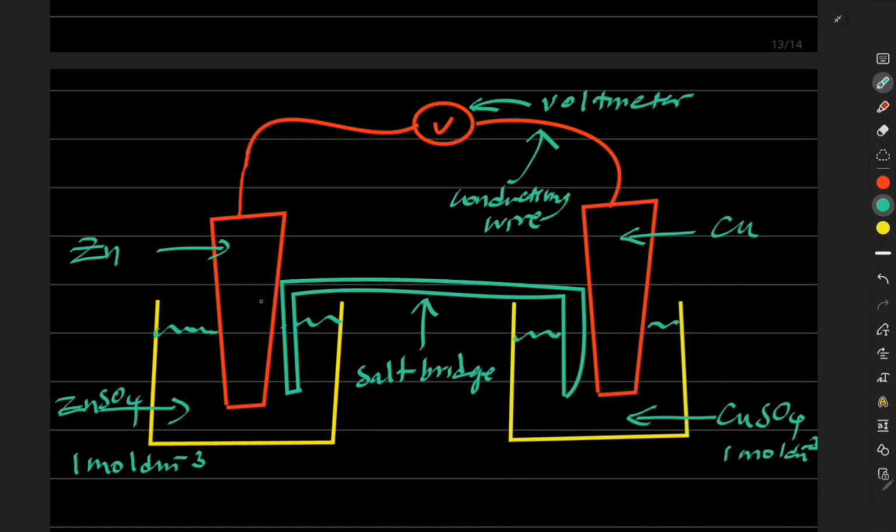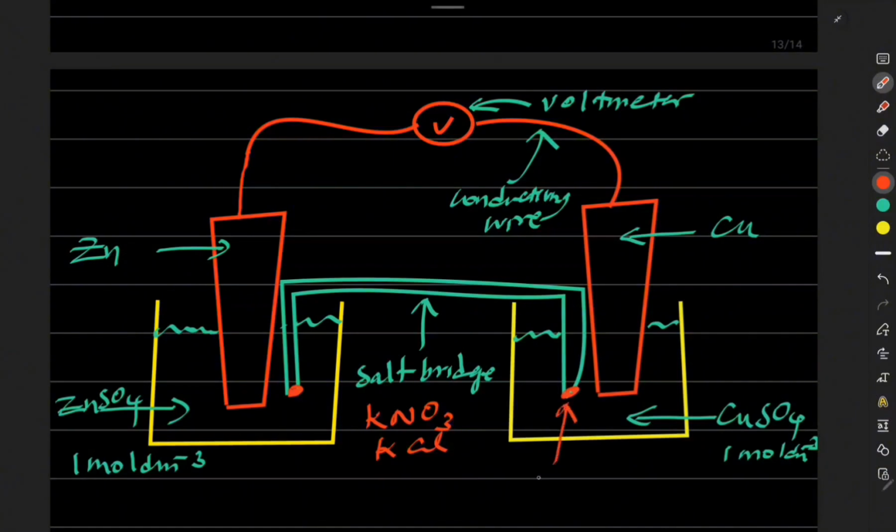This is the salt bridge, and the salt bridge can contain KNO3, potassium nitrate, and potassium chloride. These are electrolytes, and at the end of the salt bridge there will be jellified agar or cotton wool. It is used as a stopper. This helps to prevent mixing of the contents in the salt bridge with the contents in the two beakers.